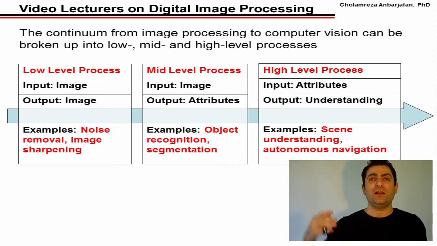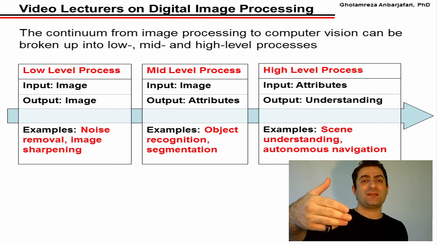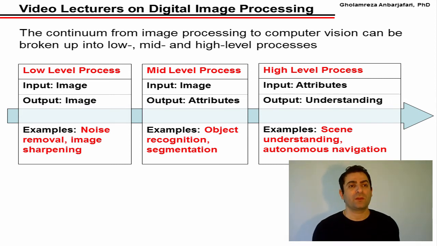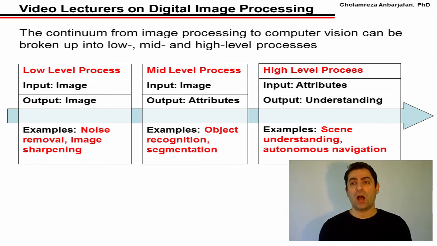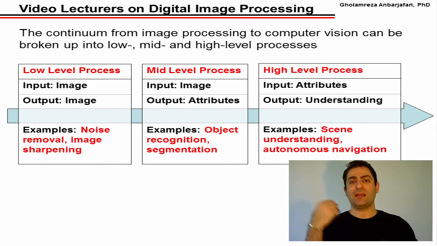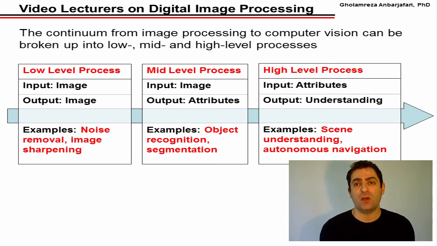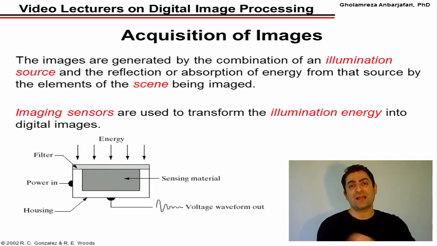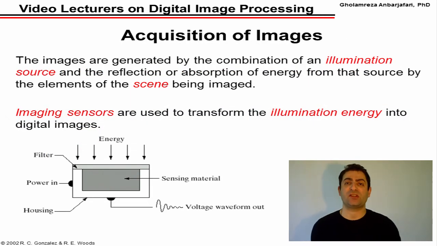In the mid level, we give this enhanced image as an input, and what we get as an output is attributes, like segmentation, object detection, face detection. We give this photo and it detects where the face is. At the high level, we give these attributes and we do the understanding, like a face recognition system or an information retrieval system. Now let's talk a little bit about image acquisition.